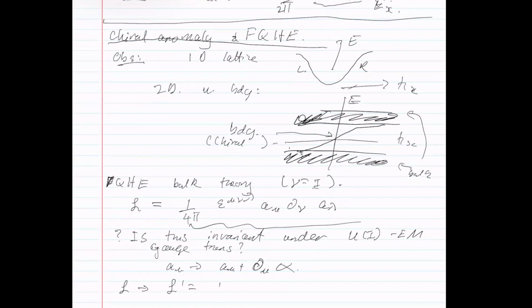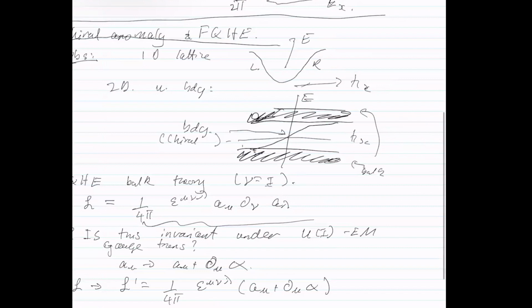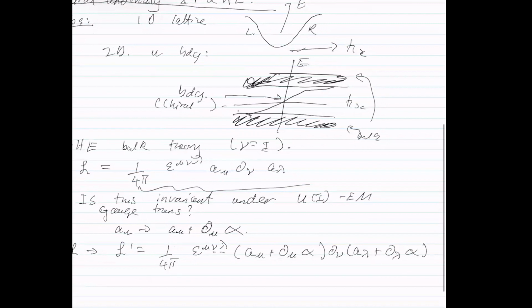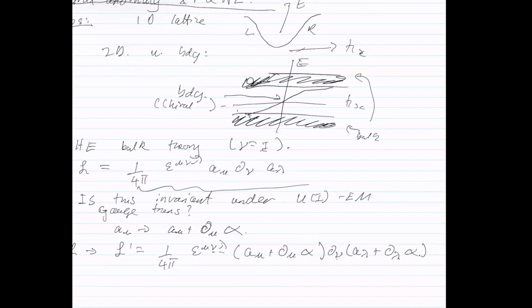L goes to L prime, which is 1 over 4 pi epsilon mu nu lambda, and I have this A mu plus d mu alpha, and then a d nu, and then A lambda plus d lambda alpha. Now, because of this antisymmetric tensor, the d nu d lambda alpha part is just going to give 0. So what I get is 1 over 4 pi epsilon mu nu lambda, and now I have my original part, my A mu d nu A lambda, but I also have this extra part, d mu alpha d nu A lambda. This looks kind of bad.